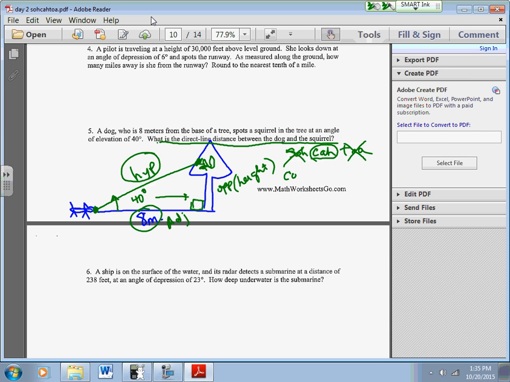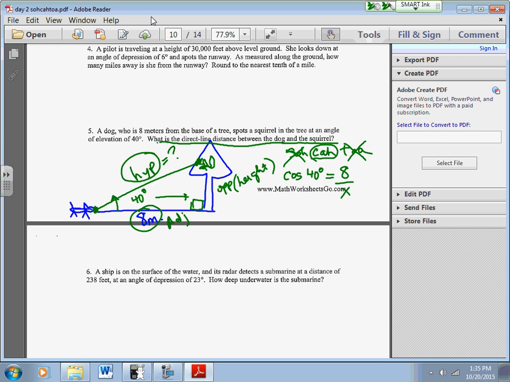So cosine of 40 degrees is equal to the adjacent, which is 8 meters, over the hypotenuse, which I don't know. And that's what you're being asked. So you can label it X if you want. Okay?